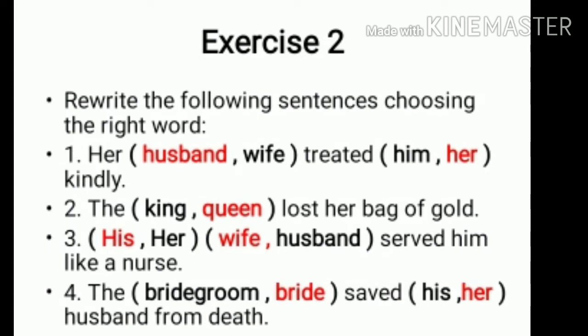Exercise 2. Rewrite the following sentences choosing the right word. So from the bracket we need to read the sentence and choose the correct word. The first one: her husband or wife treated him or her kindly. So her husband treated her kindly. Second, the king or queen lost her bag of gold. It is her, so it will be queen. The queen lost her bag of gold.